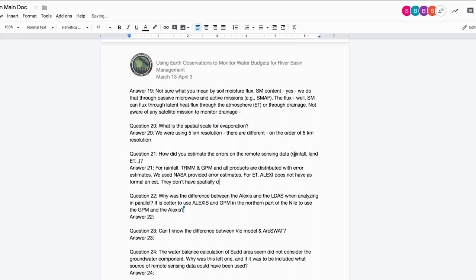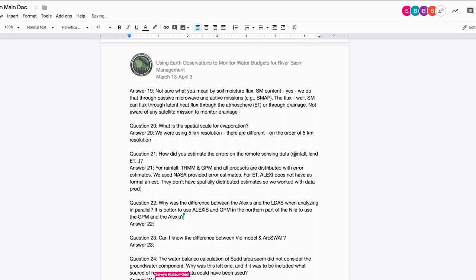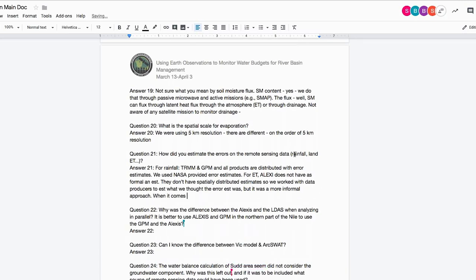So we worked with the data producers to basically estimate about what we thought the uncertainty was, given their knowledge of past performance in these environments. But that was quite admittedly a more informal approach to error estimates. And then when it comes to water storage from GRACE, that is distributed with error estimates, so you can get those from NASA.